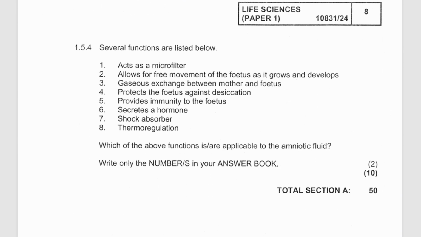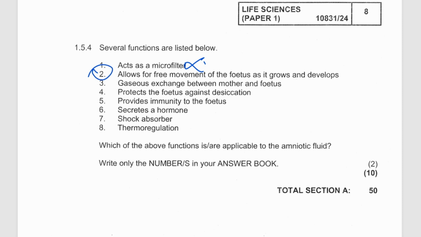All right. They're saying that several functions are listed below. These are the functions. Which of the following functions is or are applicable to the amniotic fluid? You can go, but don't forget to talk about the functions of amniotic fluid. Number 1, allows free movement. Yes, it's correct.